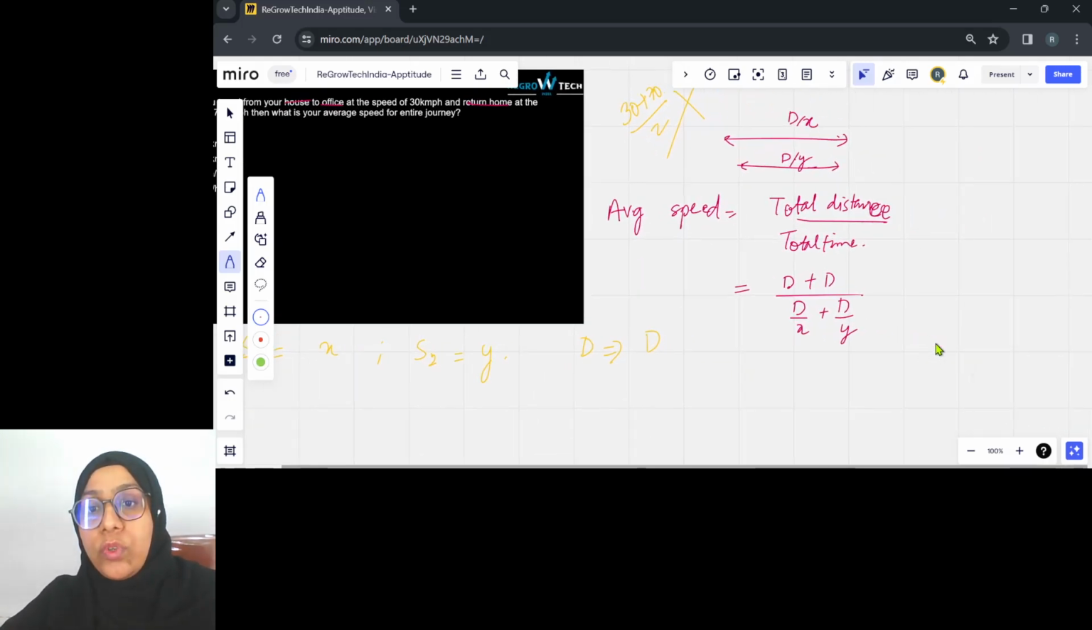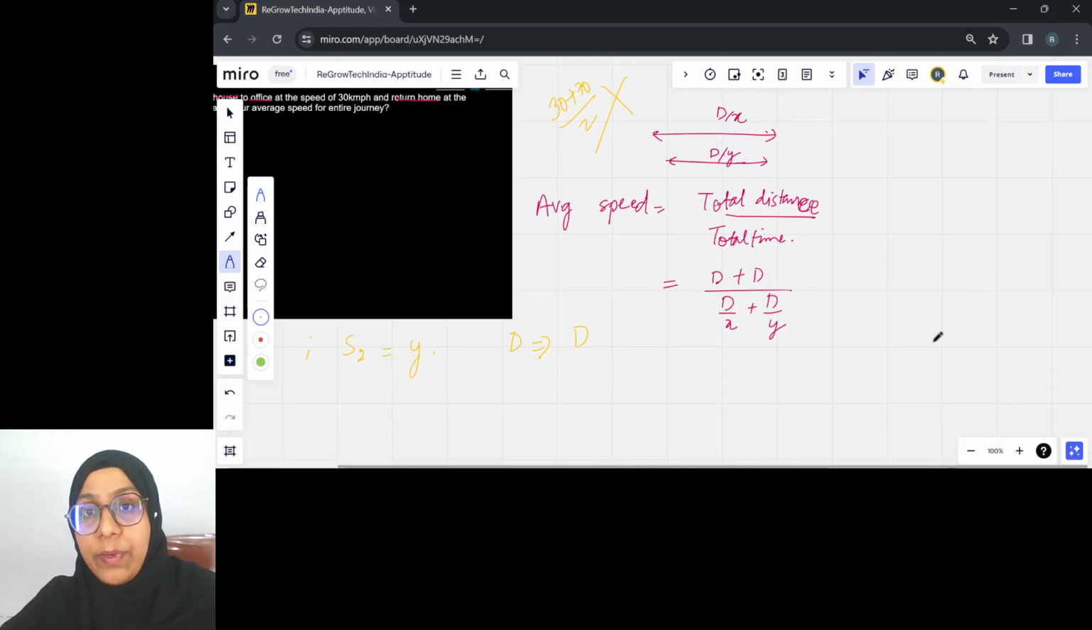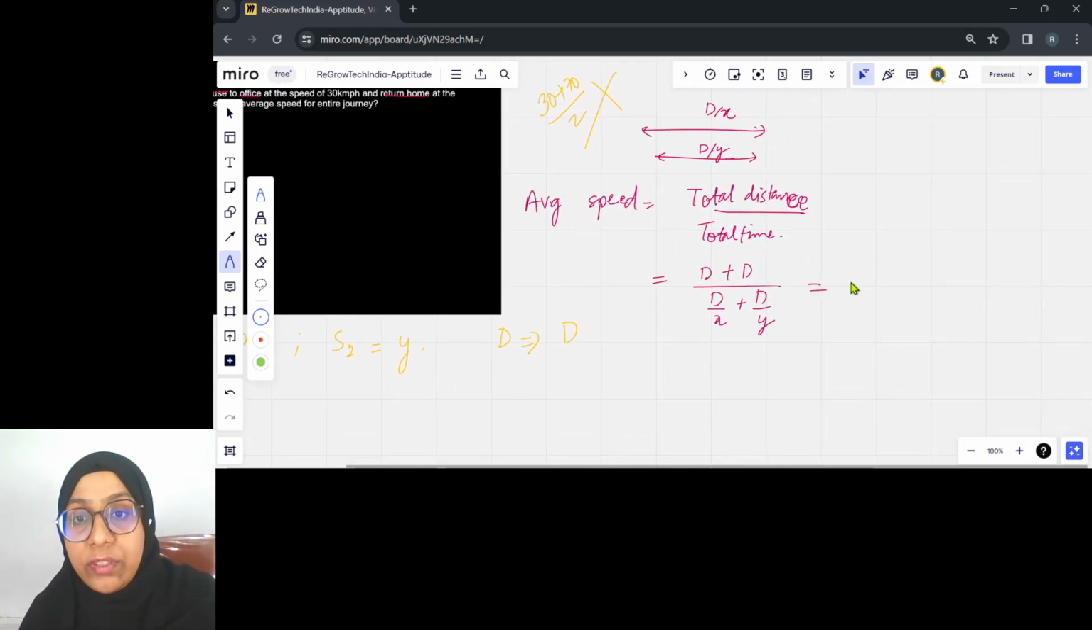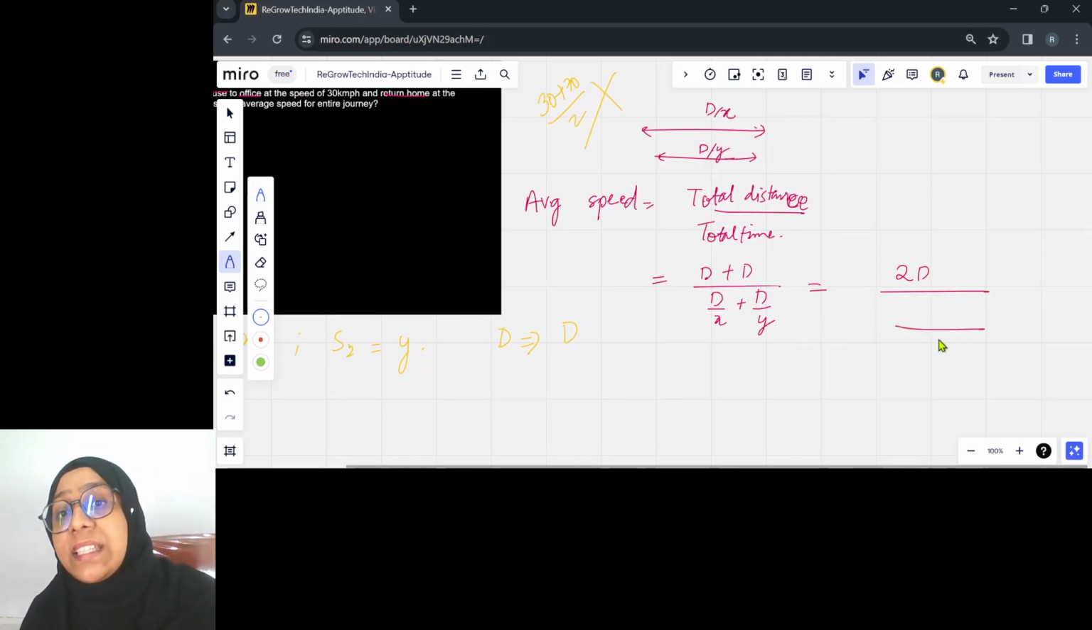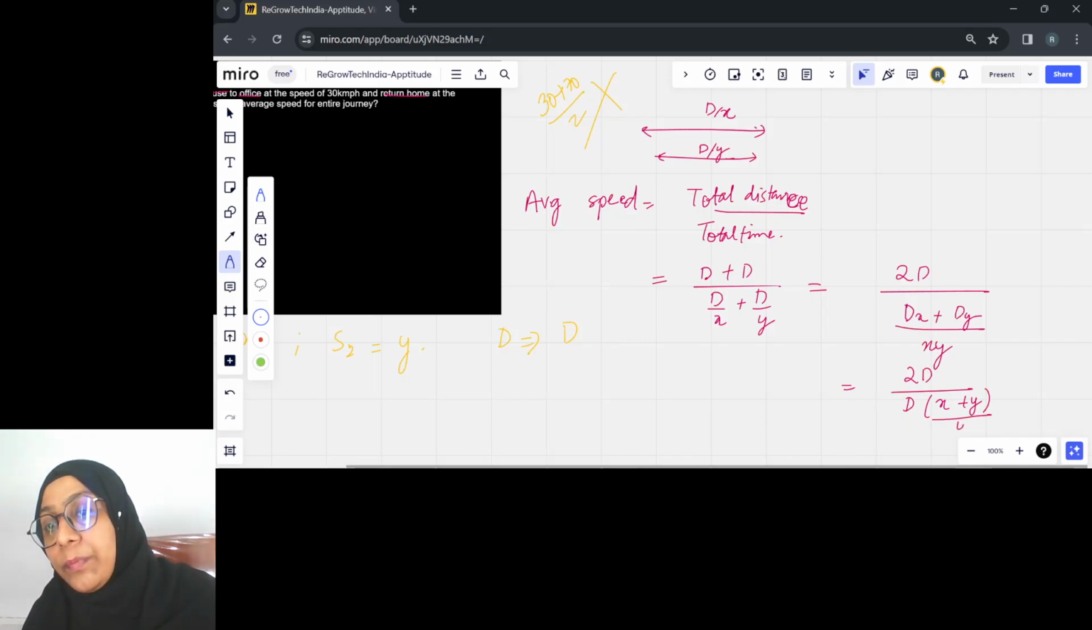Now, I just want to zoom in at this particular part so that we can solve this a little further. d plus d is 2d, and at the bottom, the LCM of x and y would be xy, and that would give us dx plus dy. Eventually, 2d will remain as it is. If I take the d as common, it will leave me with x plus y divided by xy. d and d can be cut.